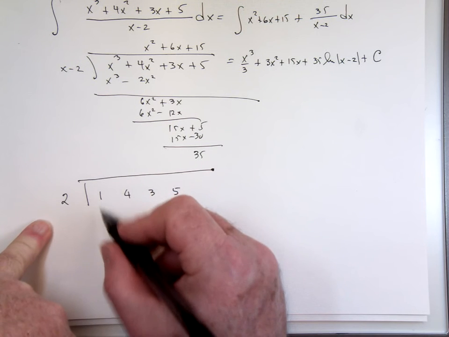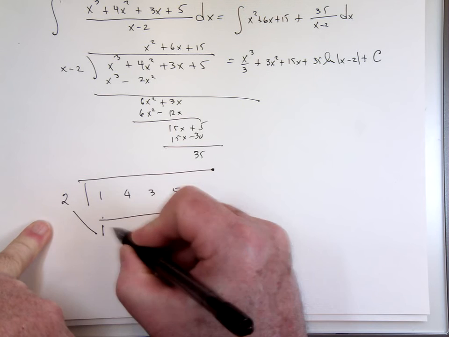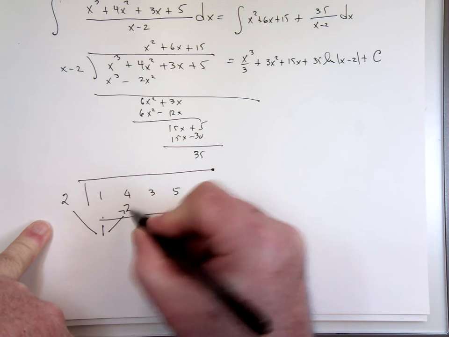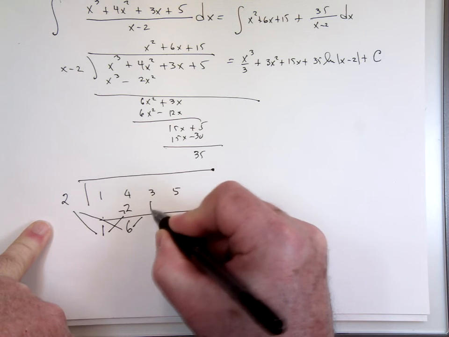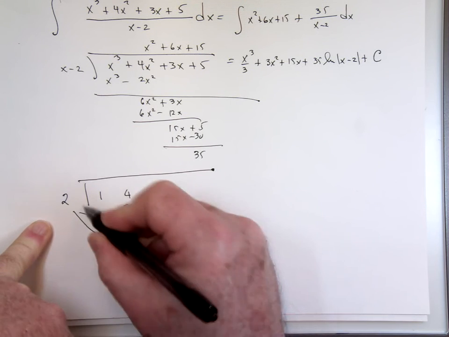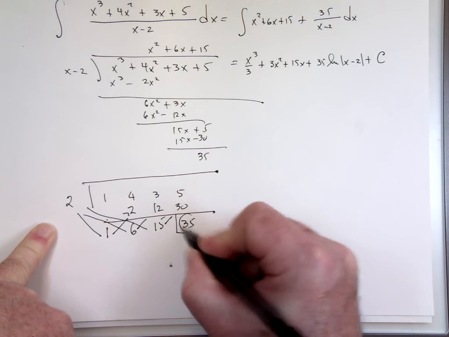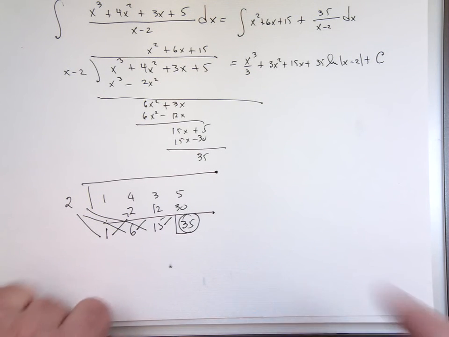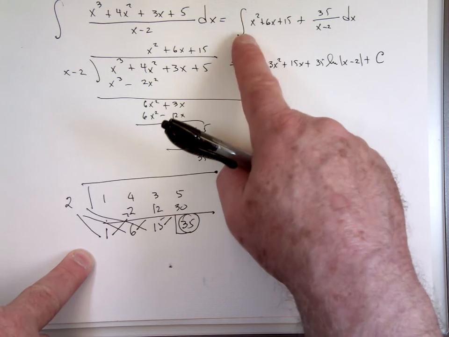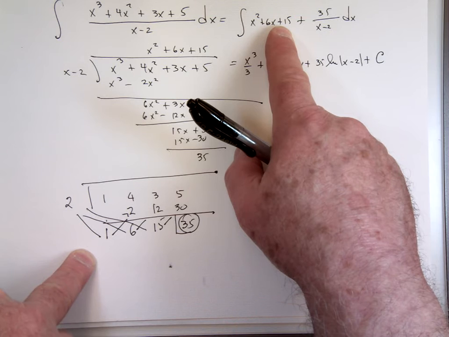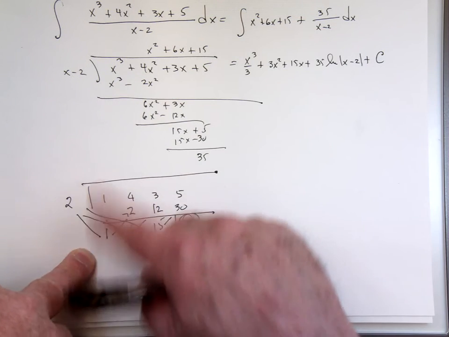1, multiply, 2, add, multiply, add, multiply, and add. Oh, we have the same number. Yeah, that's exactly what happens. You get a 1, a 6, and a 15. Those are your coefficients of the quotient. And the 35 is your remainder. So bring it down, multiply, add, multiply, add, multiply, add, and you're done.